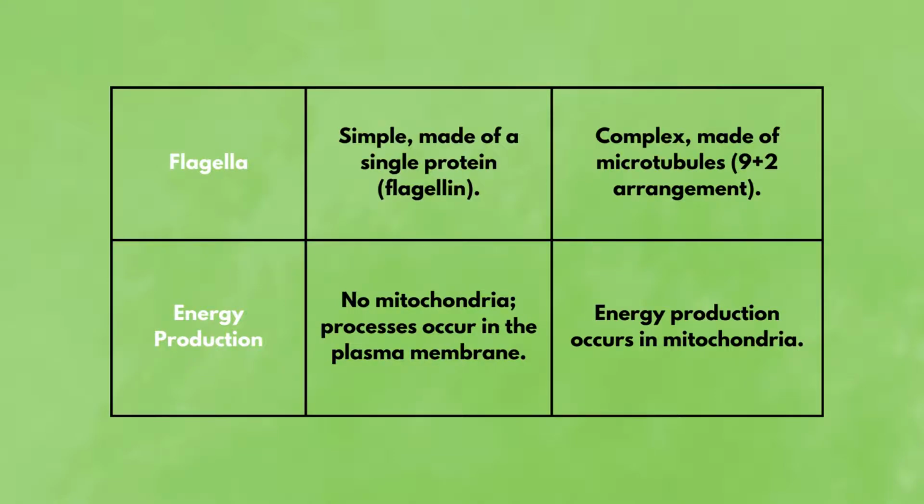12th one, energy production. Prokaryotic cells do not have mitochondria, instead, energy production occurs in the plasma membrane. Eukaryotic cells produce energy in their mitochondria.